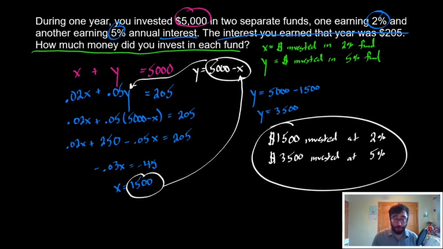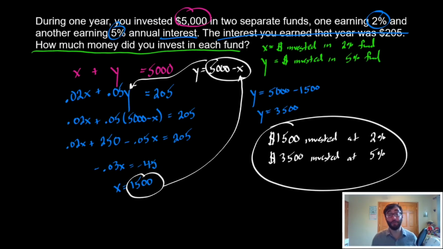Okay, so this is what you should have gotten as your answer. I went ahead and used substitution and solved for my variable of y. I substituted it in to find my x, and that got me $1,500. So that tells me that $1,500 was invested at 2% or in a 2% fund, okay? And that's 1,500 of 5,000.